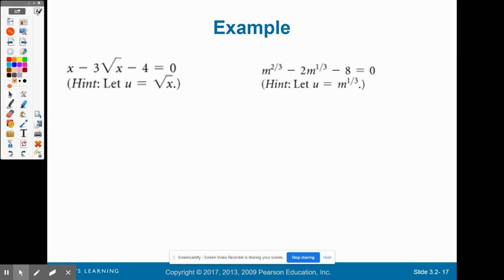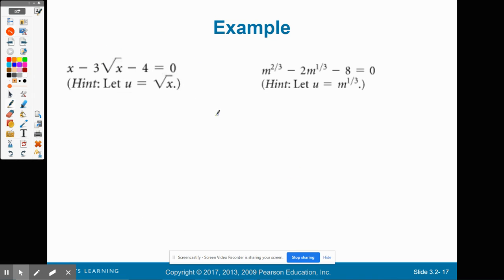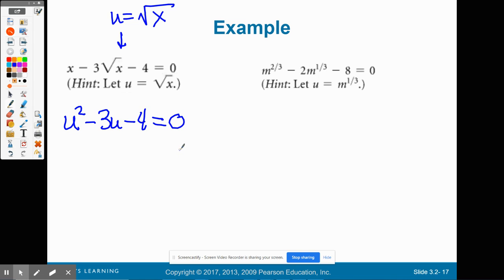How about this guy? It looks horrible, but there's 3 parts, right? So again, they give you a hint. We're just going to make the u equal whatever that variable was in that middle spot. Now we can change the problem to look normal. U squared minus 3u minus 4. That problem's way easier. We can solve it.